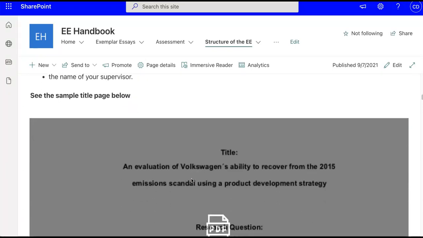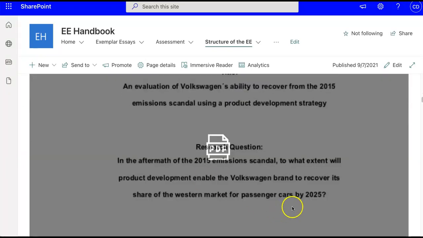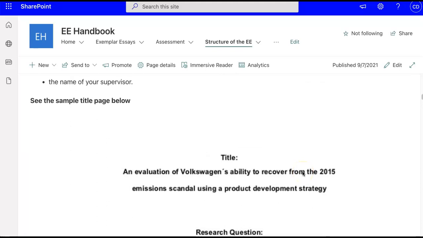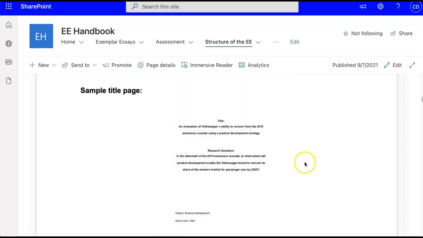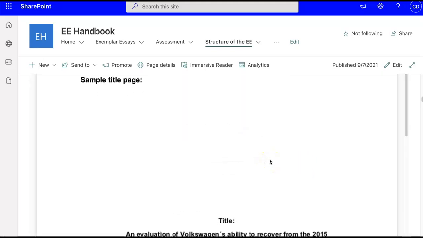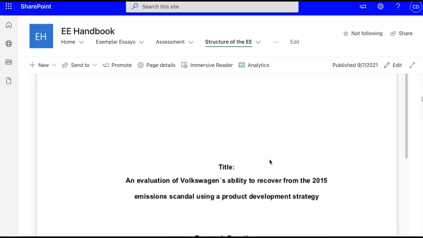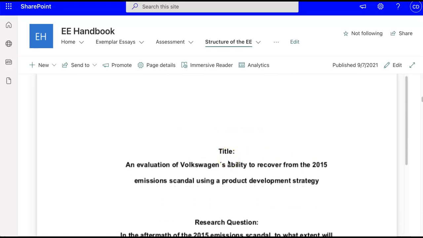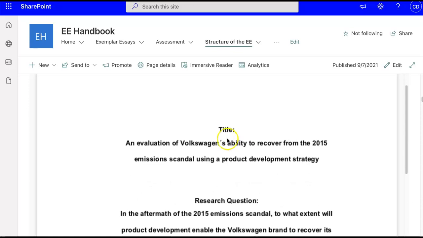Okay, let's have a look at a sample title page. Okay, so this is for a business management essay. Okay, you can see we've got the title, okay, and this is what I'm talking about, explicitly labeling the title and the research question, so the examiner is not in any doubt.